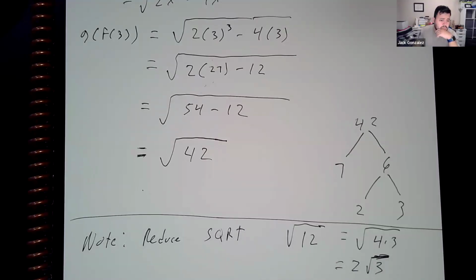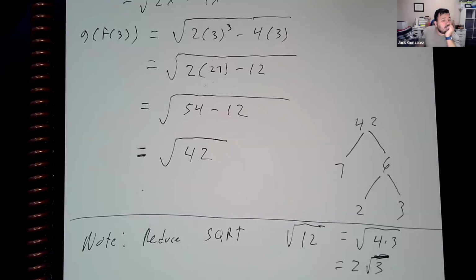Any other questions on number, I don't even know what this is. Oh, Peter's freezing up. Oops. No, 6. Yeah, 6.